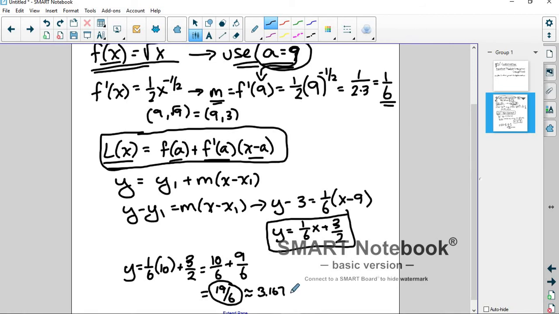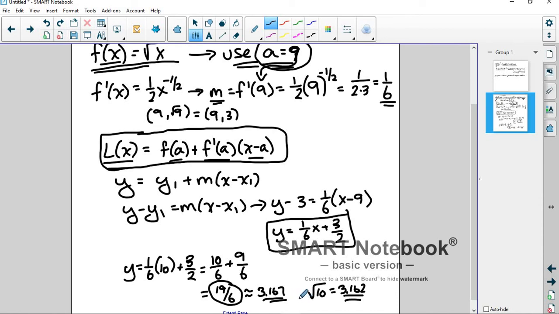19 over 6 is approximately 3.167 if you plug that into your calculator. And if you actually do the square root of 10 in your calculator, you get 3.162. Well, that's a pretty darn good approximation, right? Within 5 1/1000ths, that's a pretty darn good approximation.